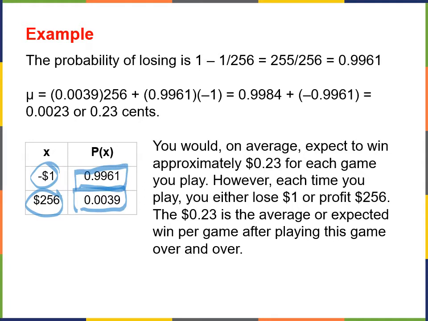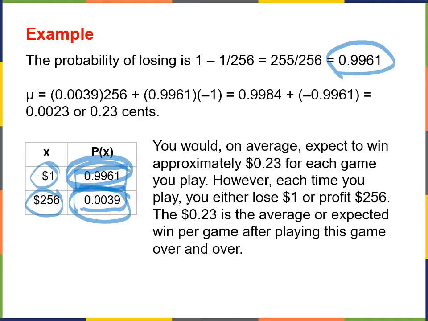If we do 1 minus 0.0039, we can figure out that the opposite probability would be 0.9961. All right, so now we have our table set up: 2 outcomes, each one with its own probability. Basically, the top probability is a complement of the bottom probability. So now let's calculate the average, or the expected value, long term.